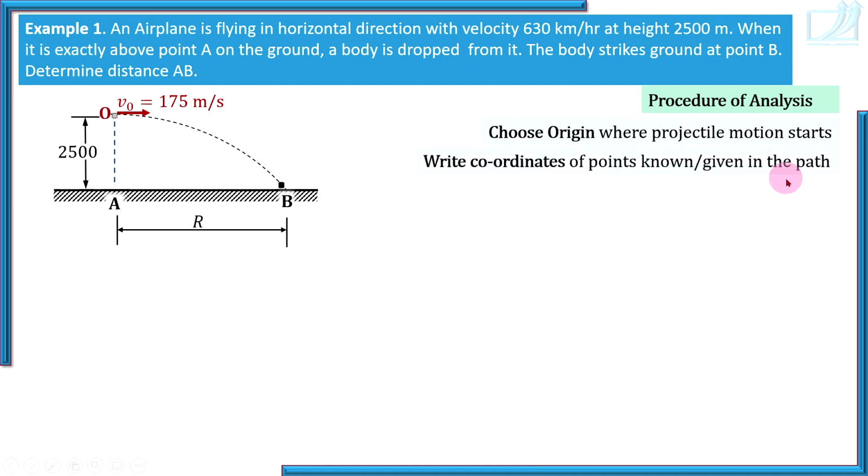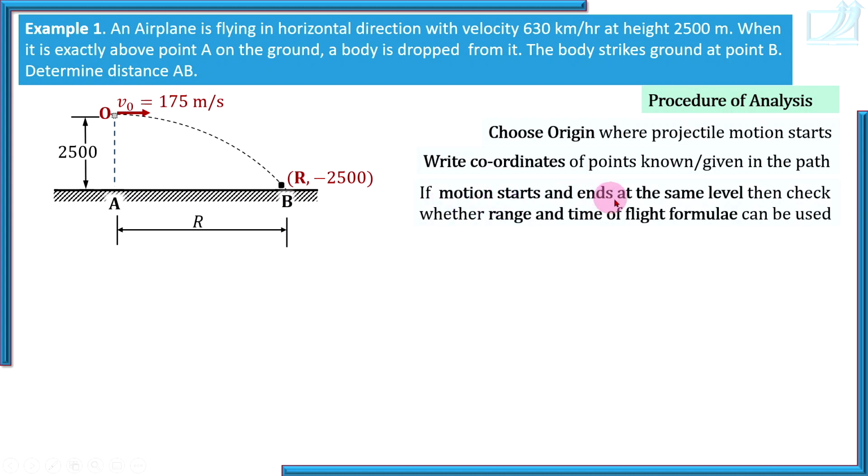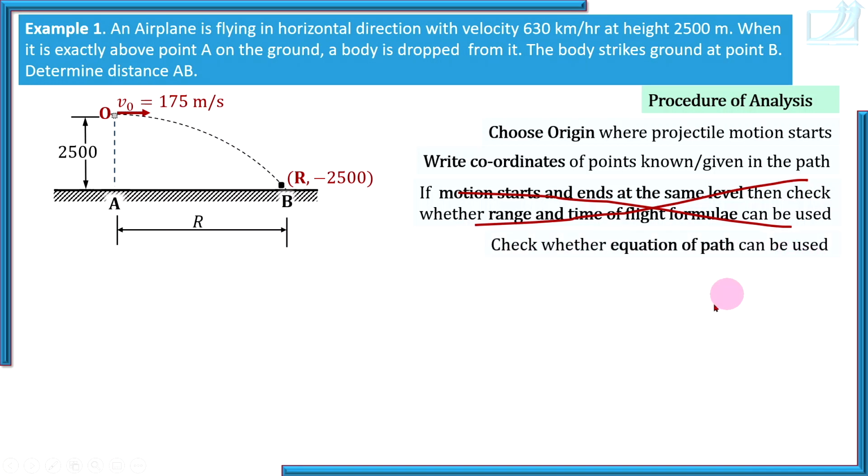Write coordinates of points known. So point B is in the path. So write coordinates. R, that is x coordinate, and minus 2500, that is y coordinate. Don't forget this negative sign. It is below origin. If motion starts and ends at the same level, then check whether range and time of flight formula can be used. So as per my procedure, we should not think about using range and time of flight formula. Check whether equation of path can be used.